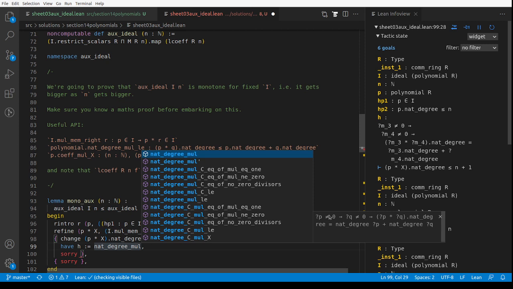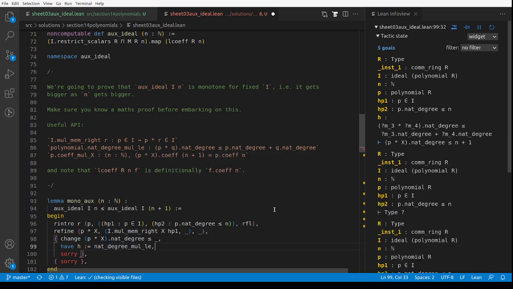We don't really care if there's degeneracy. I don't care if the degree of X happens to be 0, not 1, because R is the 0 ring or whatever. I'm not going to be able to supply those proofs that polynomials are non-zero. And similarly, I'm not going to be able to supply a proof that a leading coefficient is non-zero. So this is what I want, right? It's nat degree mul LE.